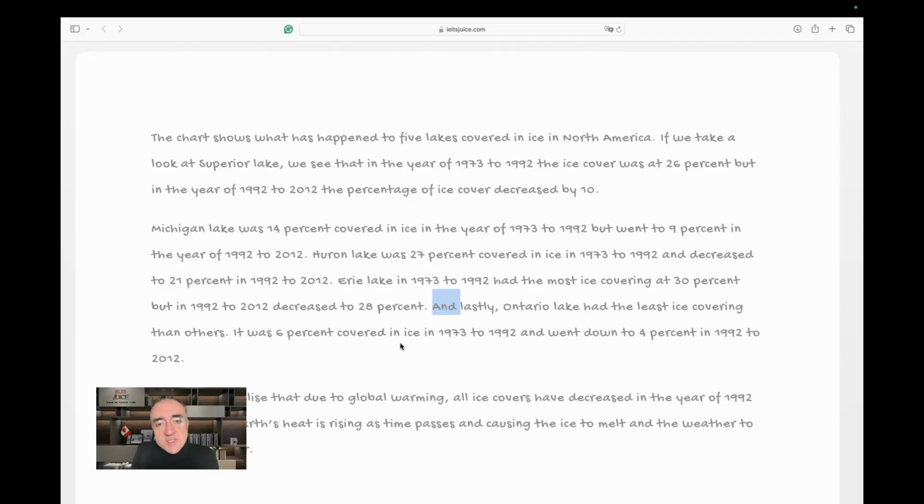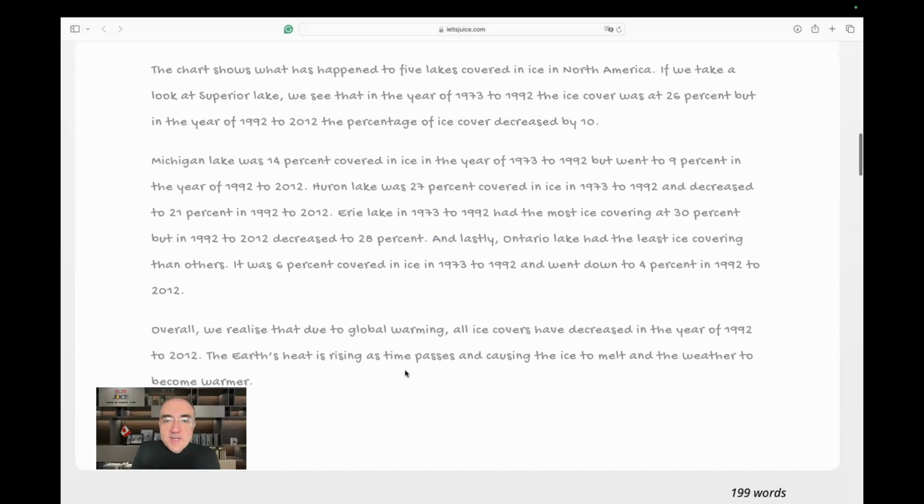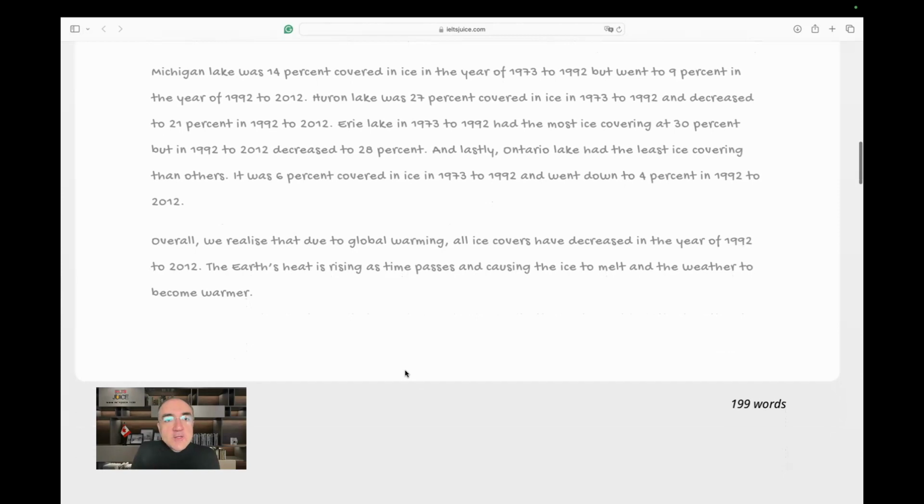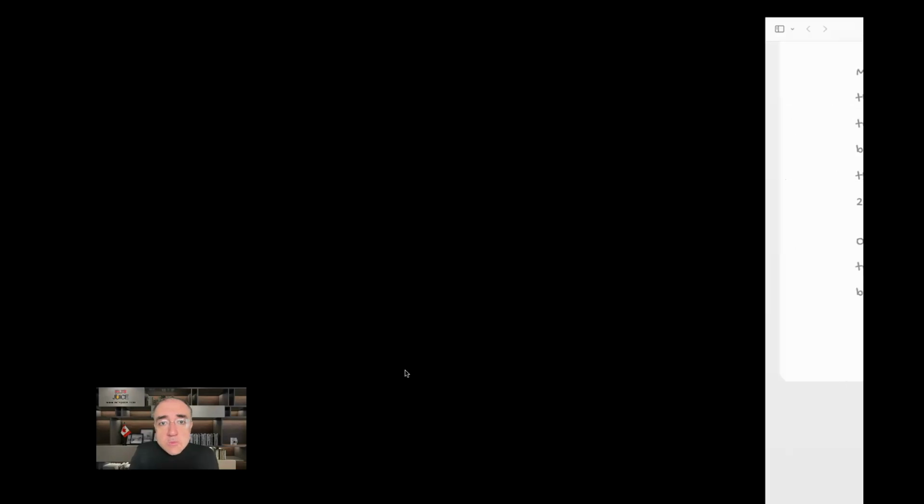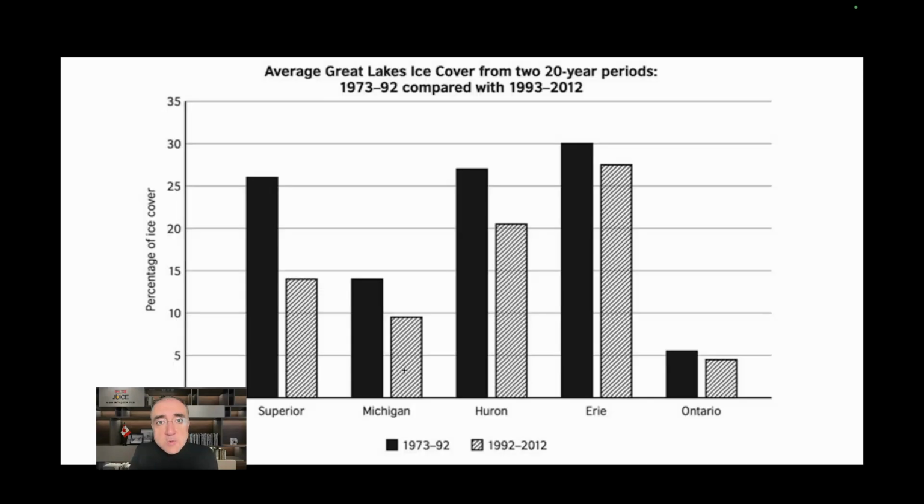It was 6% covered in ice in the, people kill me, and went down to 4% in, again, kill me. Okay. Overall, we realized that due to global warming, pardon? Oh, how do you know? Is there global warming here? Do we see any mention of global warming? How do you know?